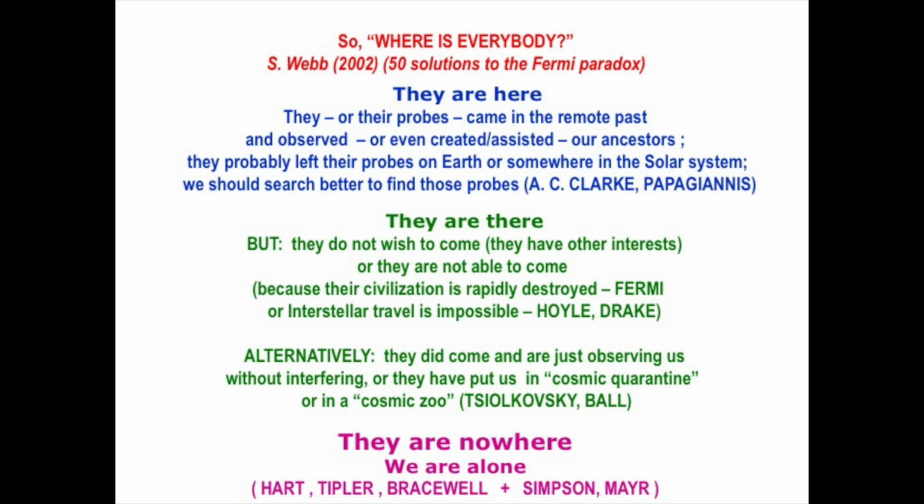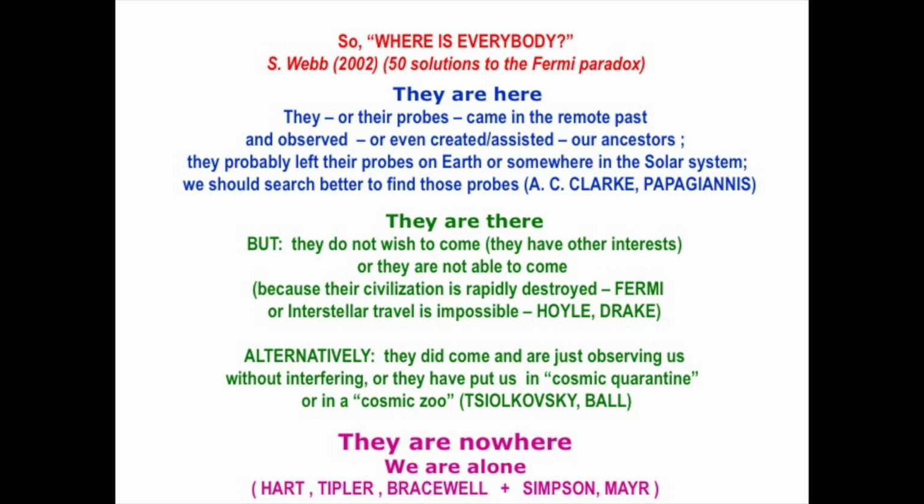The first one is that they are here, in fact. There are people who believe that they or their probes came in the remote past and they observed or even created or assisted the creation of our ancestors. And they probably left their probes on Earth and somewhere in the solar system. People in this class are like Arthur Clarke, the famous science fiction author, at the origin of 2001, the best science fiction movie of all time. Remember the story of the monolith and the extraterrestrials that came to Earth 4 million years ago and infused intelligence in the apes.